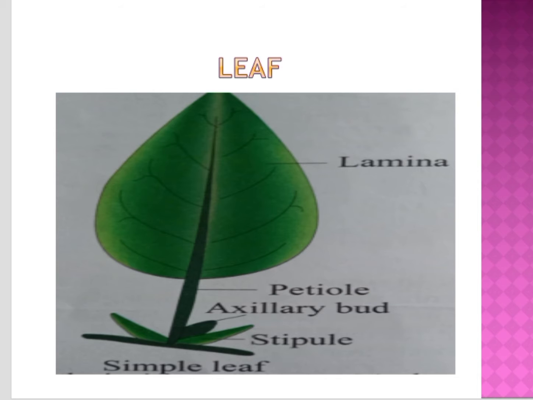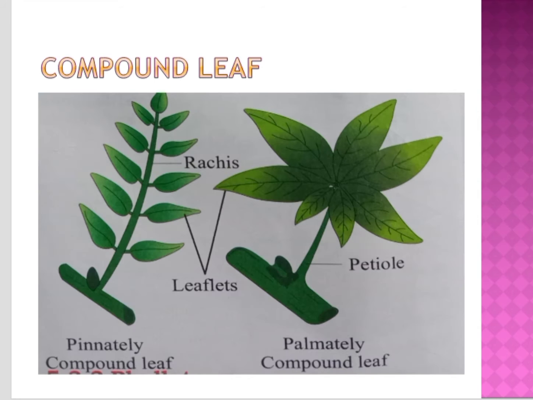Whereas a compound leaf is one where the lobes of the lamina reach up to the midrib, breaking into smaller leaflets. We call it a compound leaf. Here you can see two types of compound leaf, pinnately compound and palmately compound. A pinnately compound leaf is seen in neem and tamarind. A number of leaflets are present on a common axis, that is the rachis, which is seen in neem.